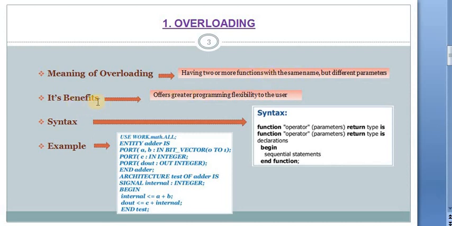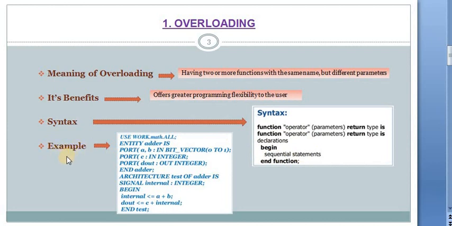So the main benefit of overloading is that it offers greater programming flexibility to the user. As you see, the overloading syntax is given on the right. The function with common name operator is declared which returns the value type. As you see, the same operator is declared again in the second statement, which may be used for different operation inside the same code. So let's take one example to understand this concept thoroughly.